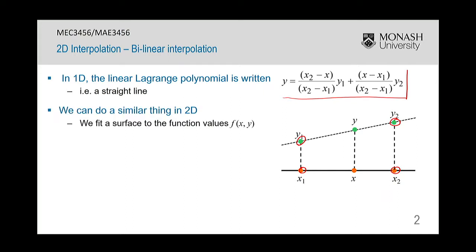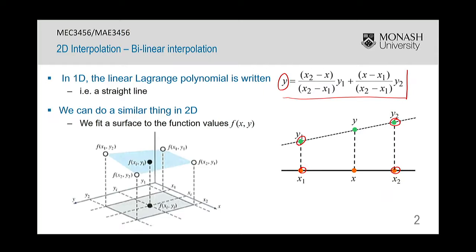We can do a similar thing in two dimensions. And so what we're going to do is fit a surface to the function values f of x and y. Students often get a little bit confused when we move on to multidimensional interpolation because they're used to y being the function value that we're interpolating. But for everything in multiple dimensions, y is actually a coordinate, and the thing that we're trying to interpolate are the function values f. So x and y are our grid points, and the function values are the values at those grid points.